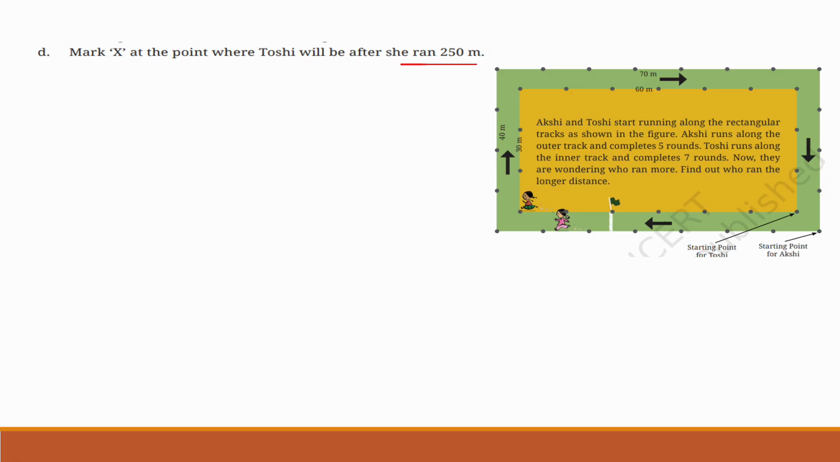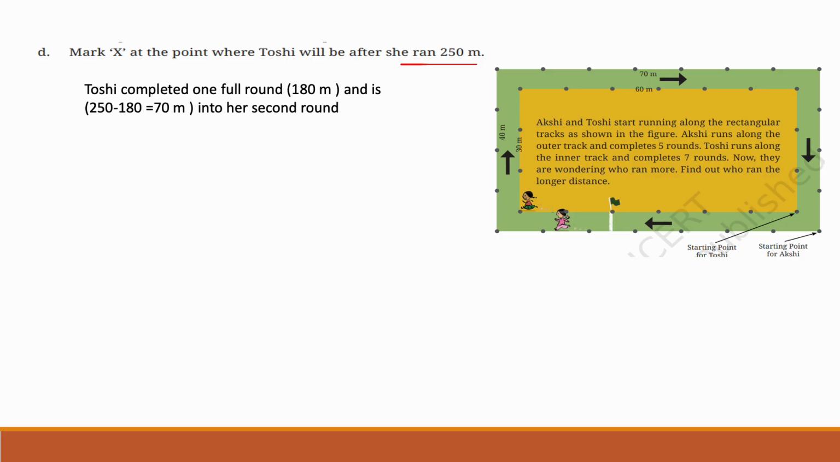So Toshi, she runs along the inner track. So to complete one full round, she has to cover 180 meter, because here length is 60 meter and breadth is 30 meter. We have already found the perimeter as 180 meter. So one full round is 180 meter. Toshi completed one full round, that is 180.